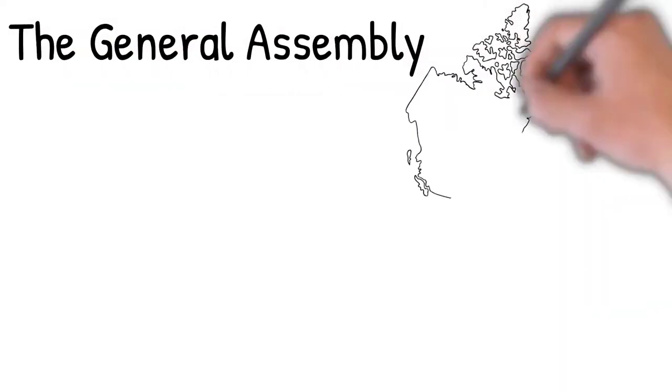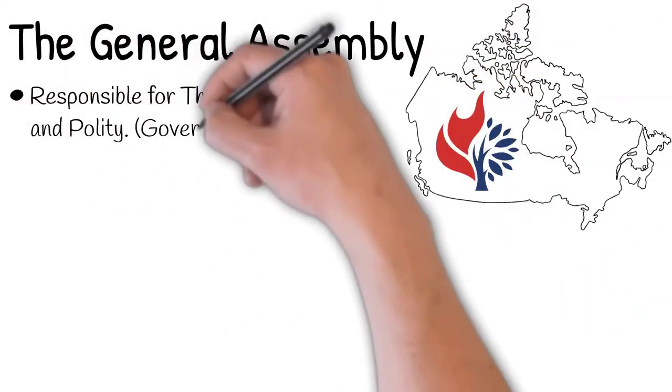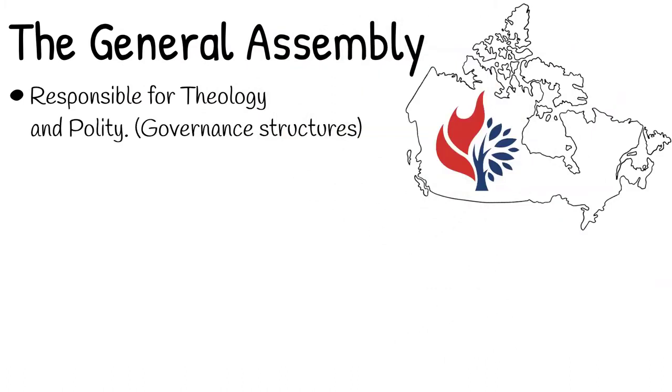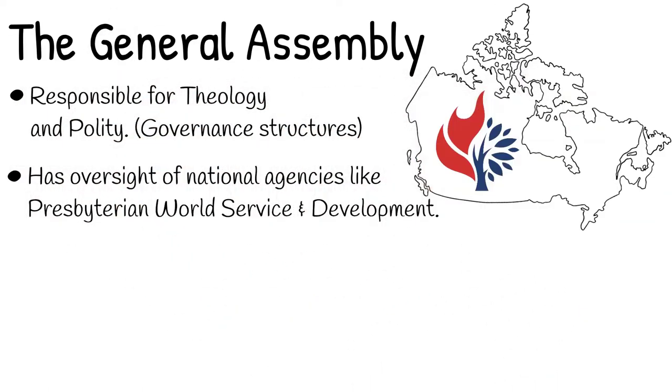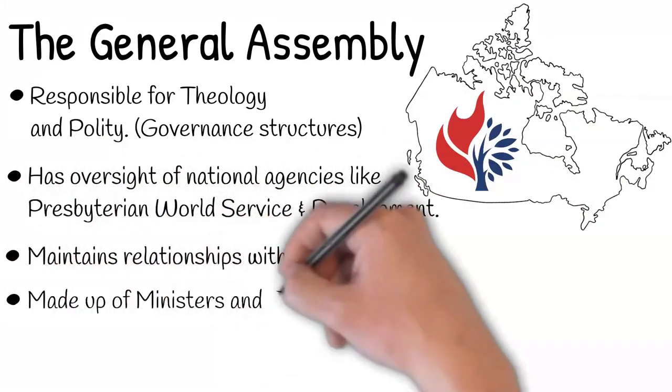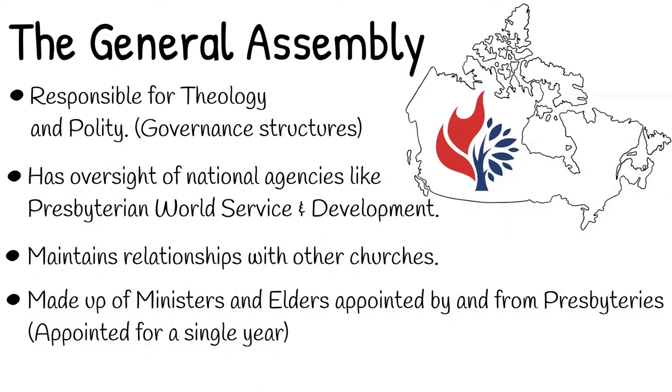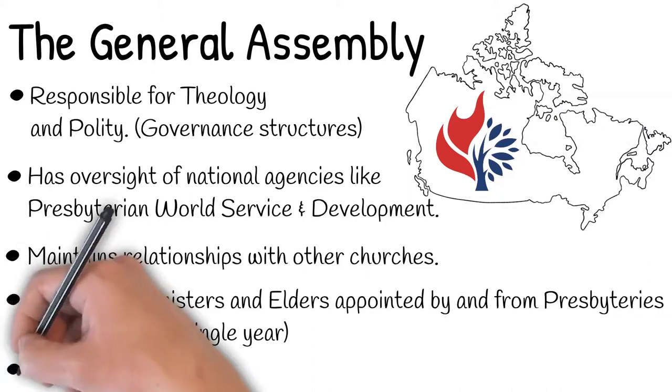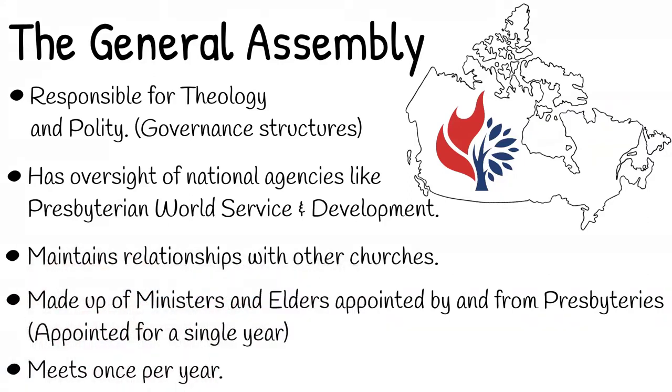The last court we'll talk about is the General Assembly. The General Assembly is the national body that has responsibility in matters of theology and polity, with polity being our governance structures. The General Assembly has oversight over national agencies like Presbyterian World Service and Development, and also maintains our relationships with other churches. Just like synods, the General Assembly is made up of ministers and elders who are appointed by and from presbyteries from all over Canada. And just like the synod, these people are appointed for a single year. And normally the assembly will meet once per year.